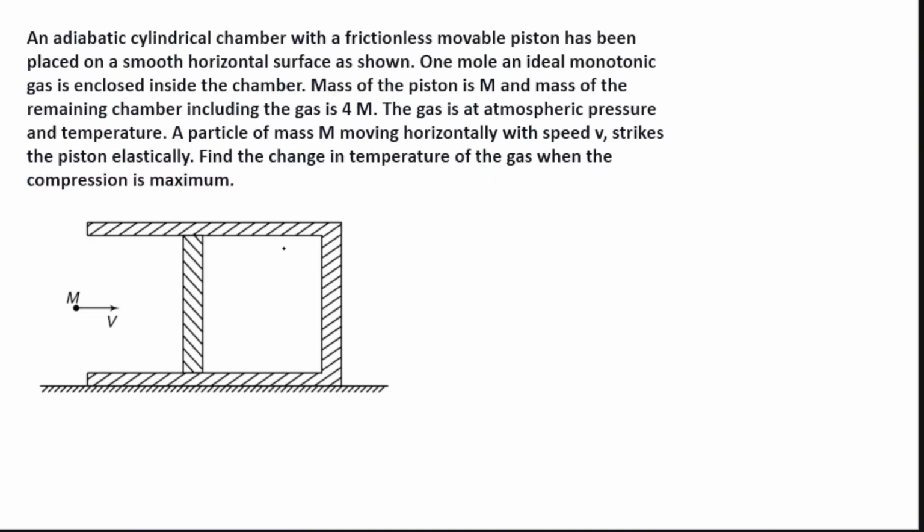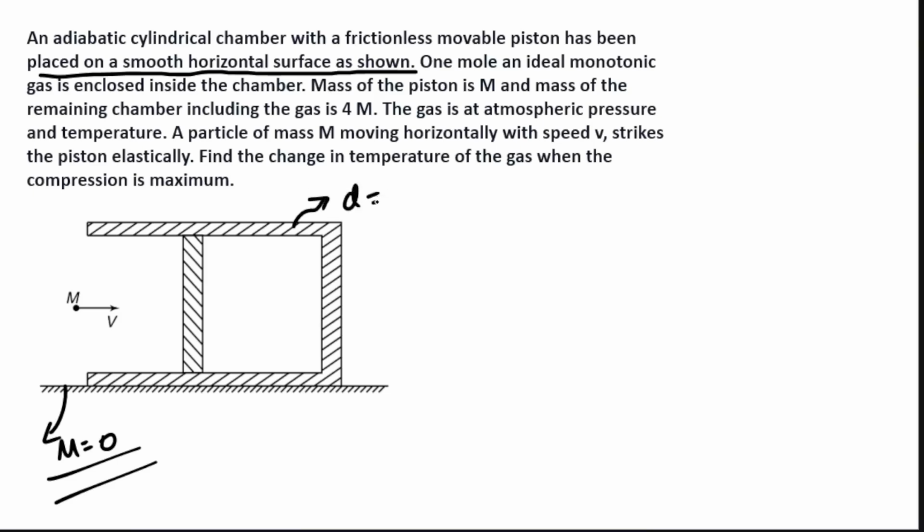Now let us move to the second question, and this is a bit interesting, I'd say. Let us first read the question carefully. An adiabatic cylindrical chamber with a frictionless movable piston has been placed on a smooth horizontal surface as shown. So this surface is smooth. Okay? There is no friction in here. And this is an adiabatic wall actually. I mean no heat transfer will occur. So Q is equal to 0 here.